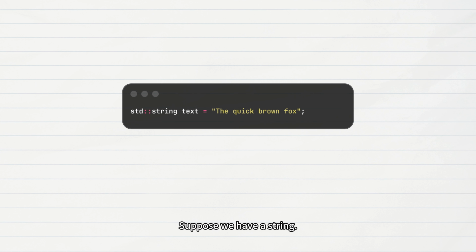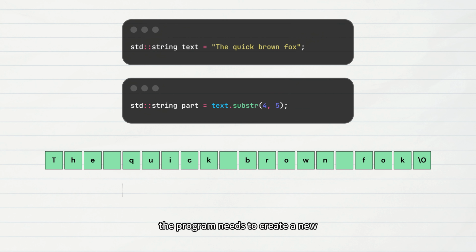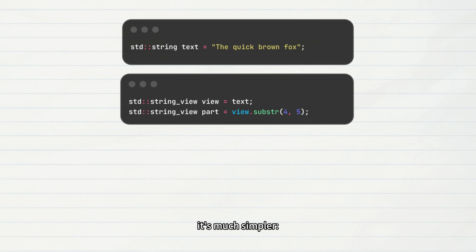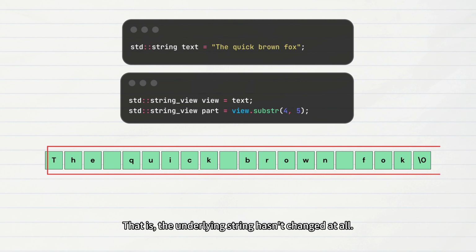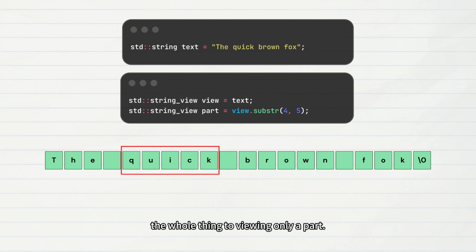Suppose we have a string. If we use a string object and want to extract a portion, the program needs to create a new string and copy quick into it. But if we use string view, it's much simpler. It only needs to change two numbers, move the pointer to q, and change the length to 5. That is, the underlying string hasn't changed at all. The string view just went from viewing the whole thing to viewing only a part. This is why substr operation of string view can be O(1).